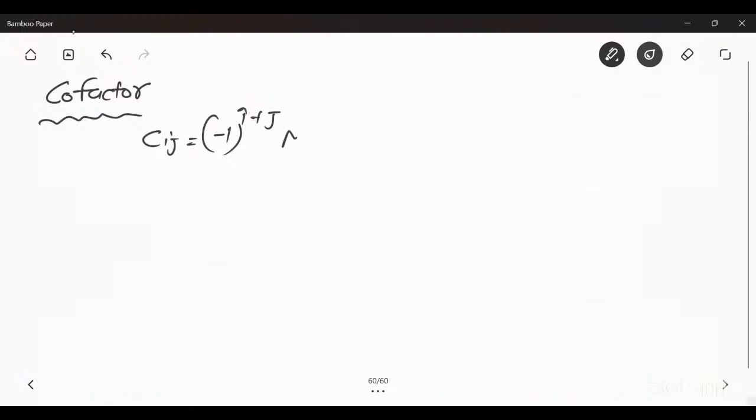And now what is the cofactor? Cofactor is the minor multiplied with a sign. Generally, the next term is your cofactor. So the cofactor is defined as Cij equals minus 1 to the power i plus j, into Mij.